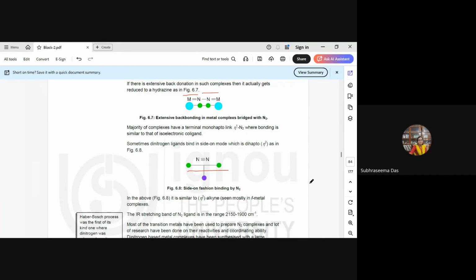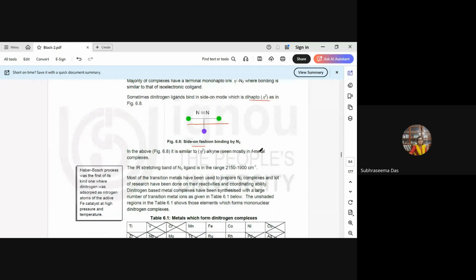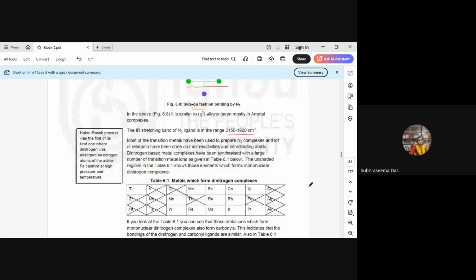So this side-on mode makes what was mono-hapto now become di-hapto, as has been shown in figure 6.8. Here, 6.8 is similar to the di-hapto alkyne mostly seen in f-group metal complexes. For the dinitrogen ligand, the IR stretching frequency is observed in the range of 2150 to 1900 centimeter inverse.